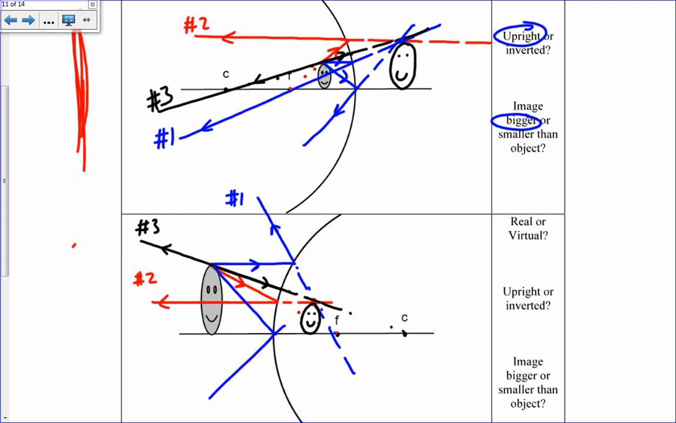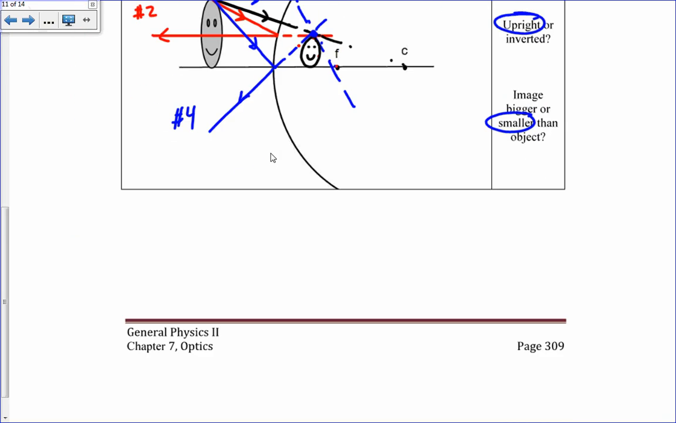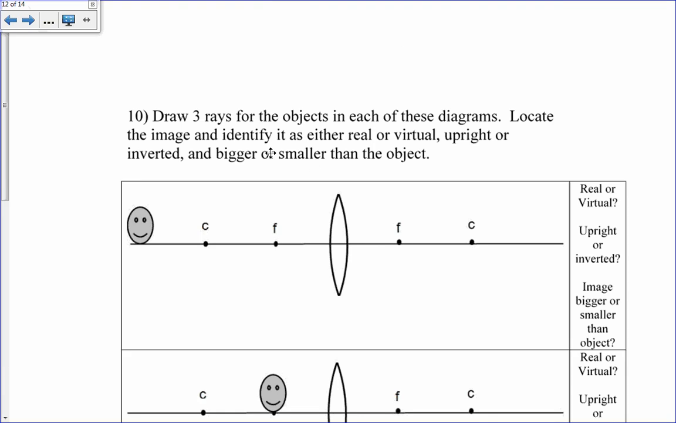I'm going to trace back the virtual ray. They all cross at the same point. As we said already, this is virtual, obviously upright, and smaller. It's like a security mirror. Alright, in a similar way, we're going to have rules for lenses.